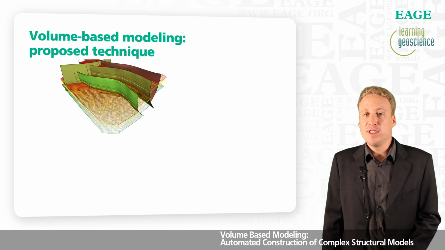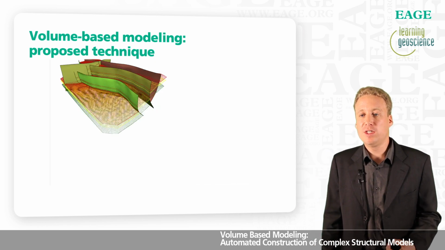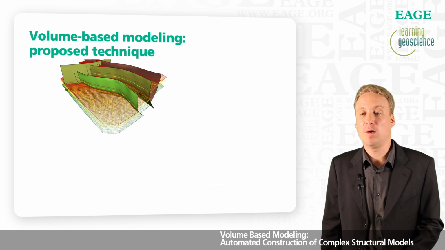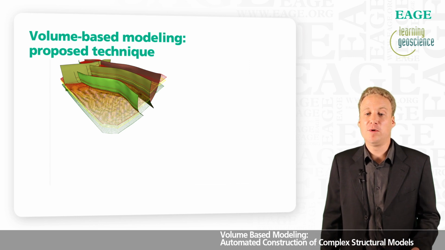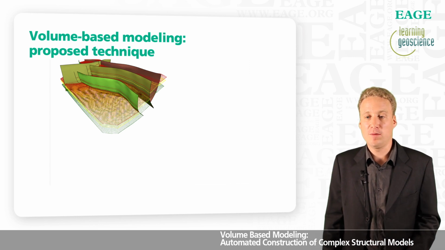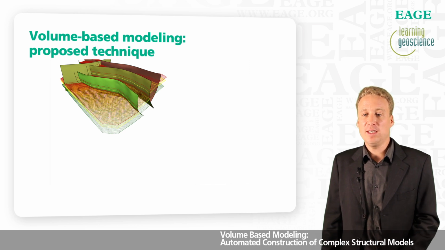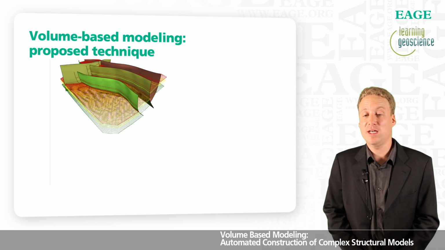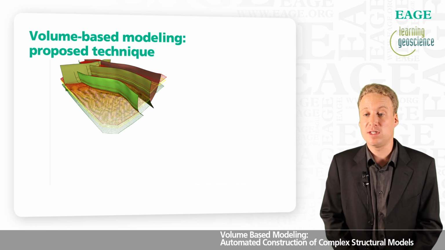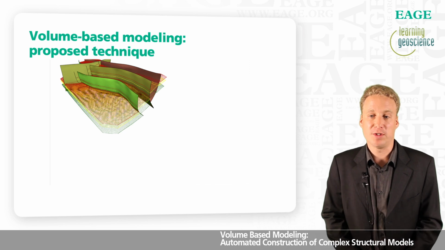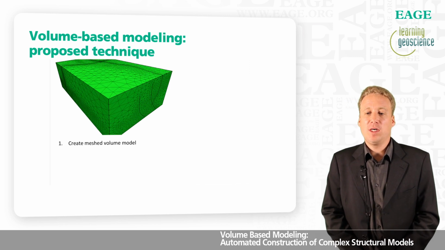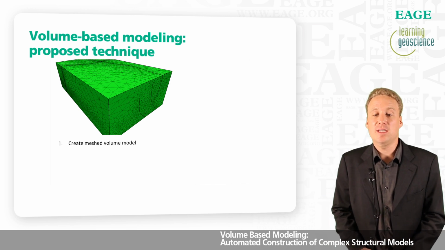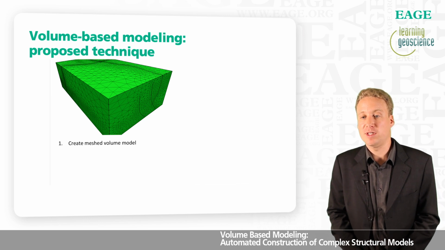What we are proposing is a volume-based technique, which is much more sophisticated than the pillar gridding approach that I presented a couple of slides ago, and that is able to handle any kind of structural complexity. This technique is very simple. What's done is to take a set of surfaces as triangulated surfaces and a set of horizon interpretations as points. From those, we create a meshed volume model, and in this case, it's a tetrahedral mesh because it's a very flexible representation.